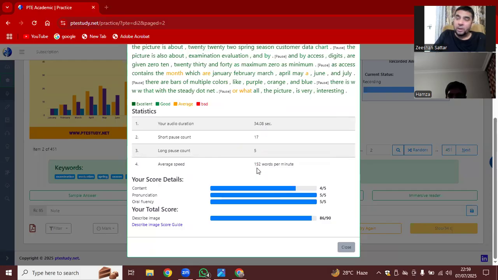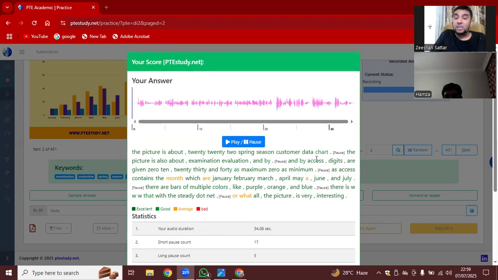That I have told you already. 150 to 160 should be the maximum speed of you during the answer. So content 4 out of 5, pronunciation 5 out of 5, fluency 5 out of 5, overall 86 out of 90. It is like a student who is now trying to prepare for the exam. It is the best way of handling this question in an efficient and effective way.